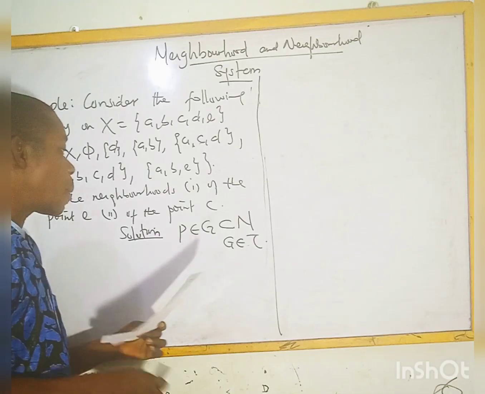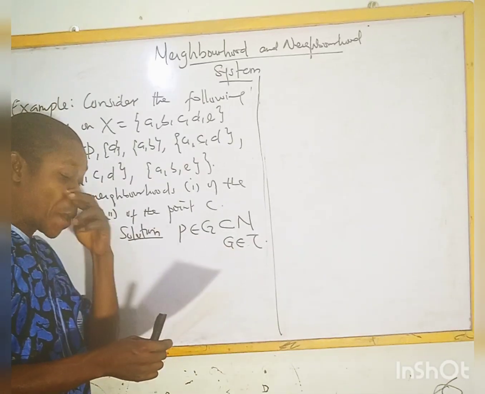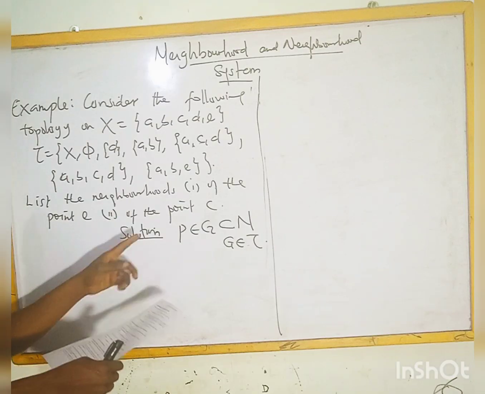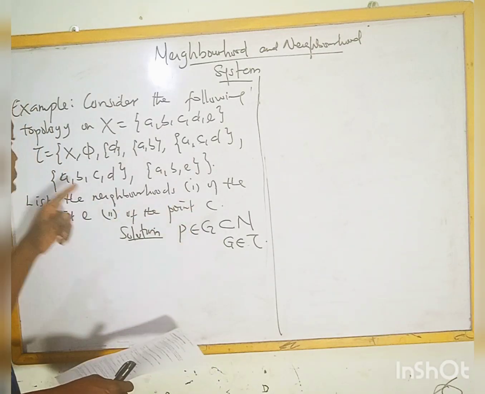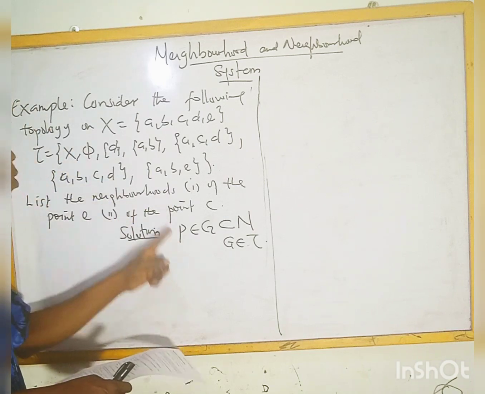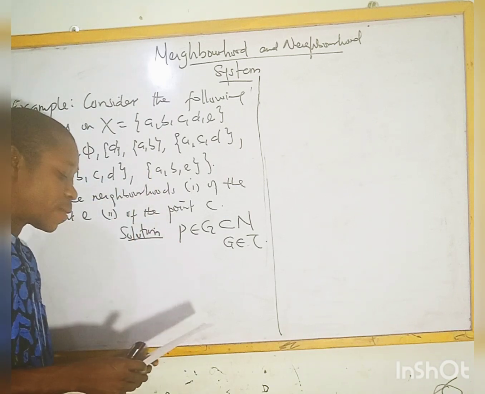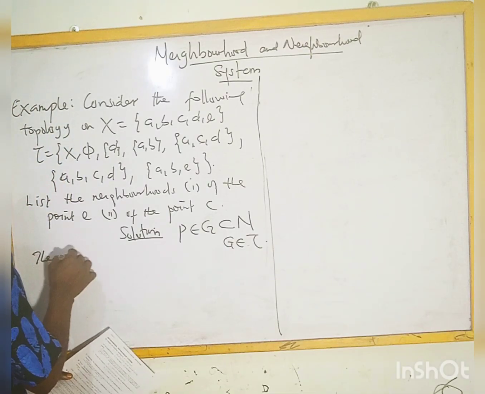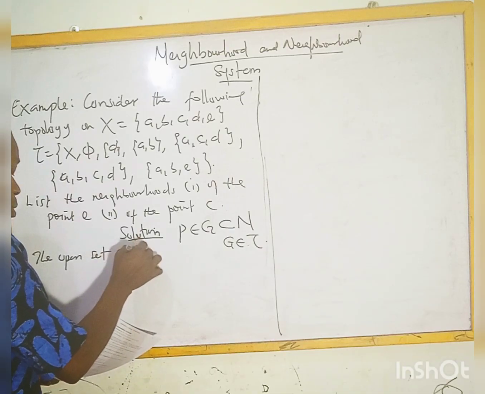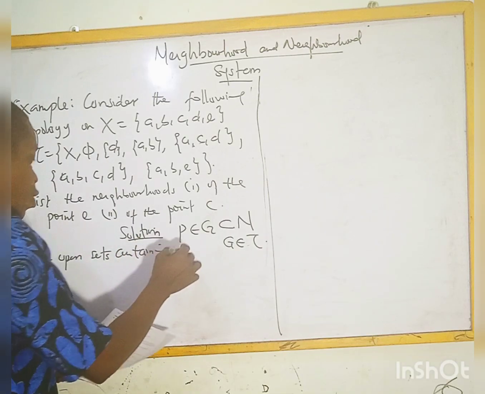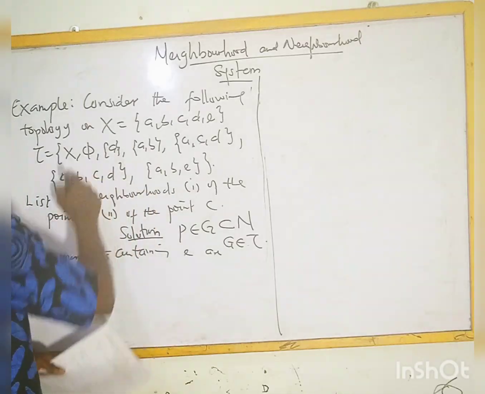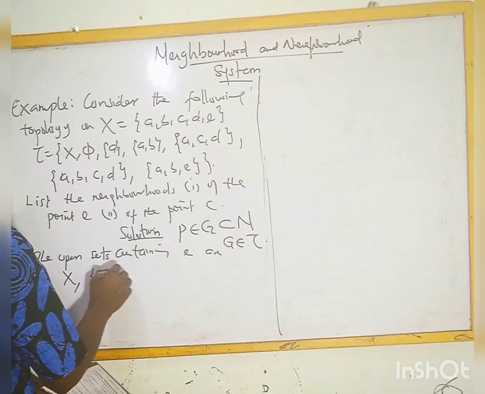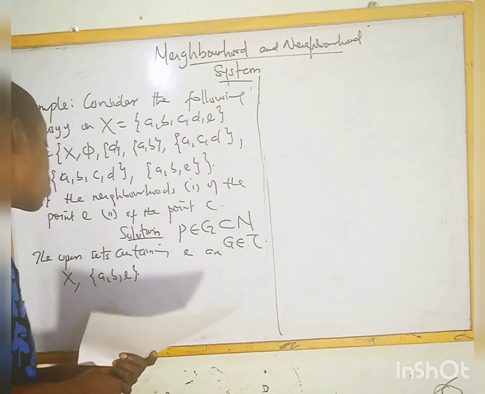So now, based on this definition of neighborhood, you look at the neighborhood of point E. What are those open sets that contain E? Let's check. The open sets containing E are what? Let's go back. We have X, and what other one? We have A, B, E. So these are the two open sets that contain E.